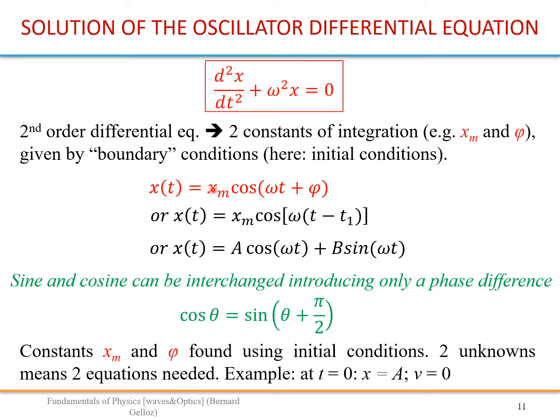So okay, we have this equation. We need to find xm and phi, so we usually use initial conditions. So we have two unknowns, which means we need two equations. So for example, at t equals 0 we have a given position and a given speed.